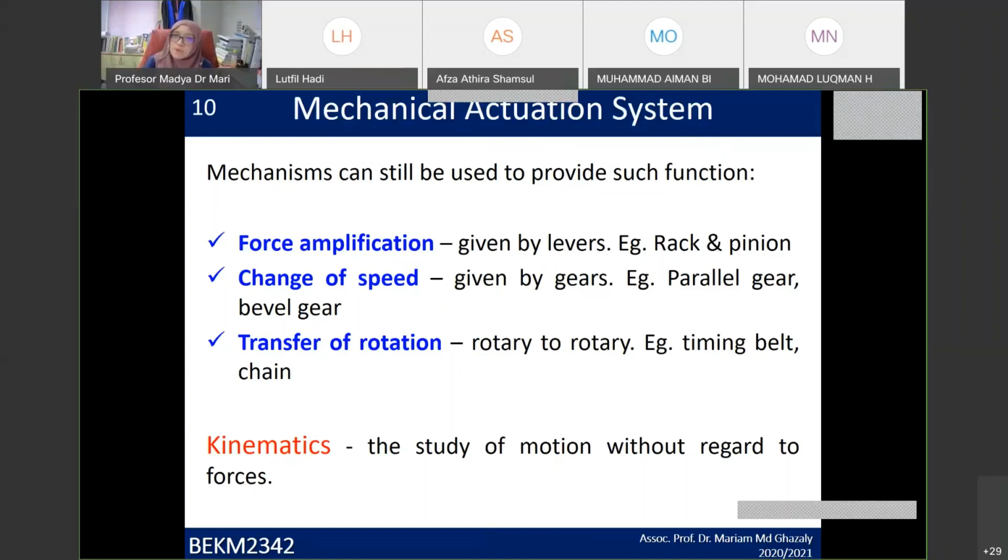For example, components of control, you will learn later in Control 1 and Control 2. Components of input signal, data presentation, or data amplification will be learned in Signals and Systems next semester. So these are the things that later on, all the subjects will be linked together.